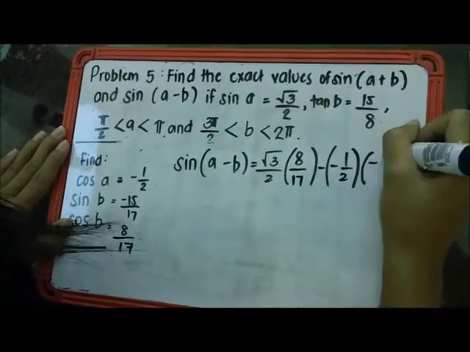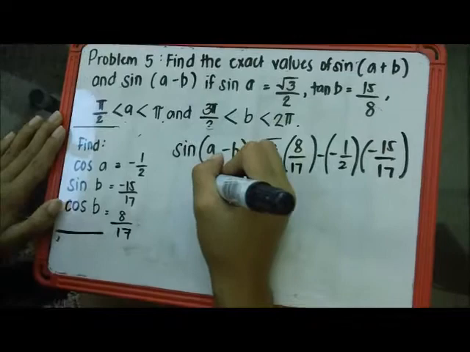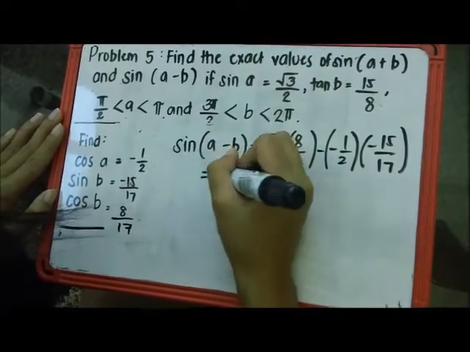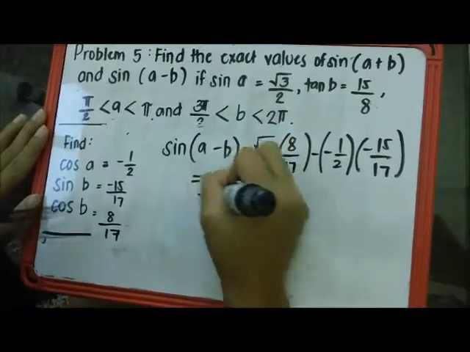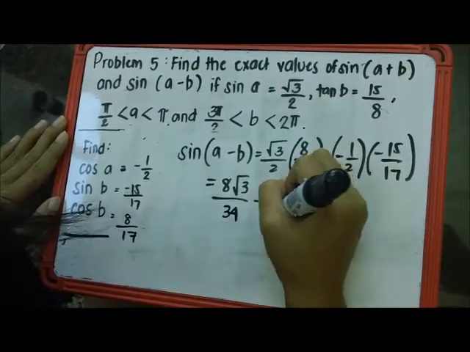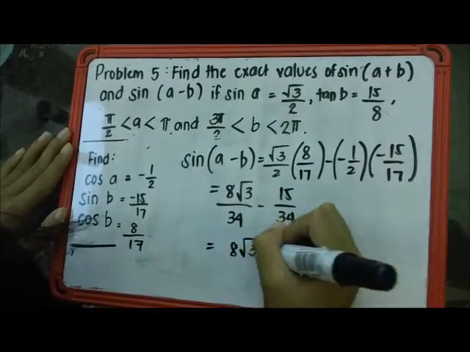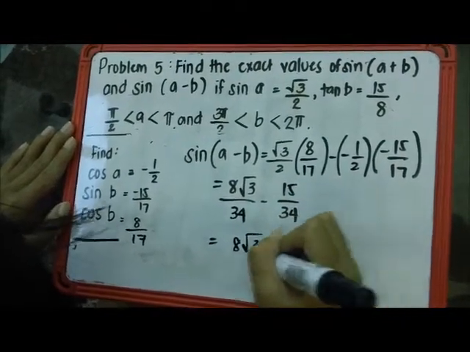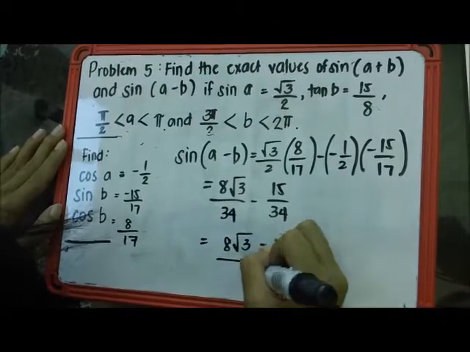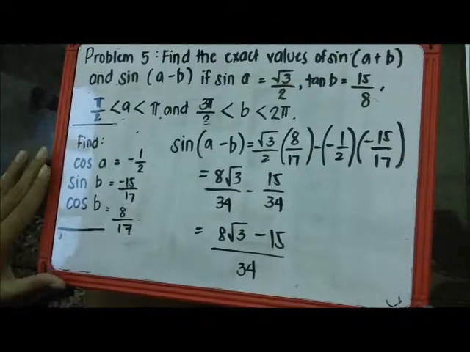So we now proceed to sine (A minus B). Sine (A minus B) is equal to square root of 3 over 2 times 8 over 17 minus negative 1 half times negative 15 over 17. Multiply. 8 times square root of 3 is 8 square root of 3 over 17 times 2 is 34 minus negative 1 times negative 15 is positive 15 over 17 times 2 is 34. So the answer is 8 square root of 3 minus 15 over 34.